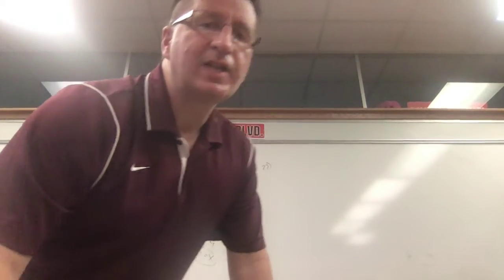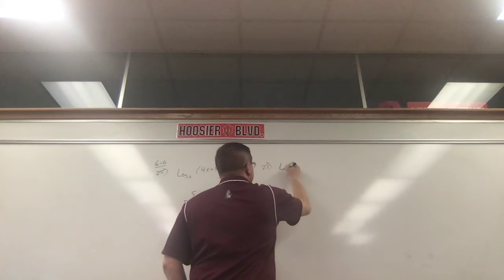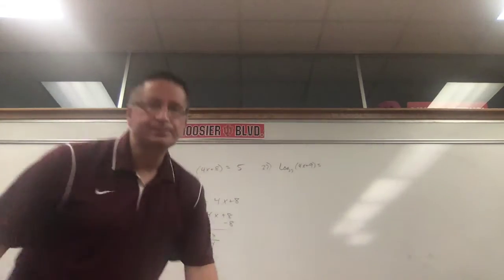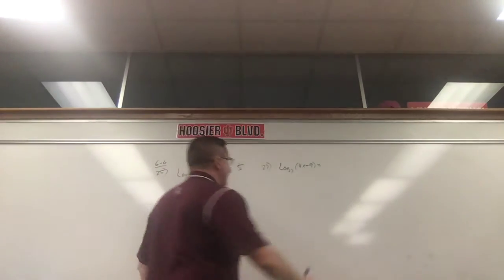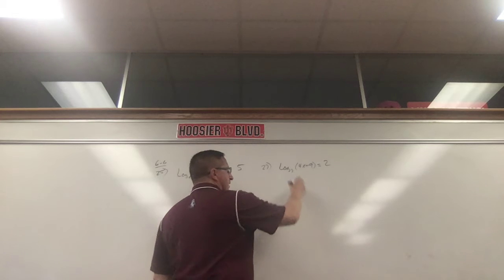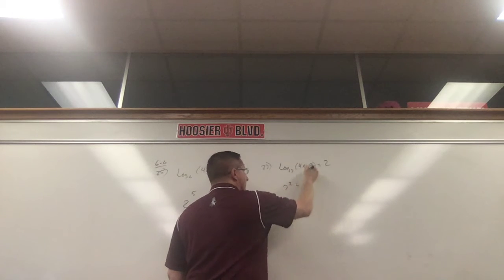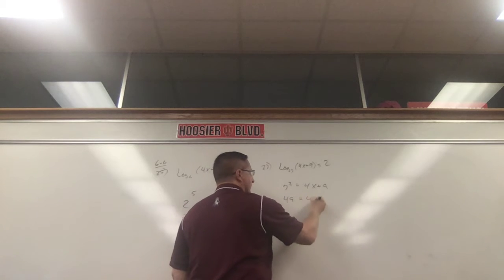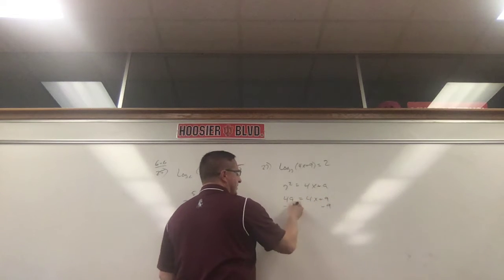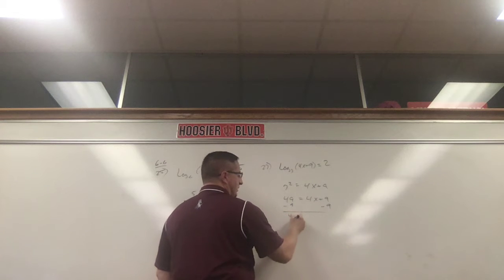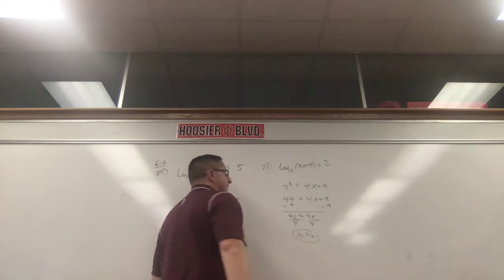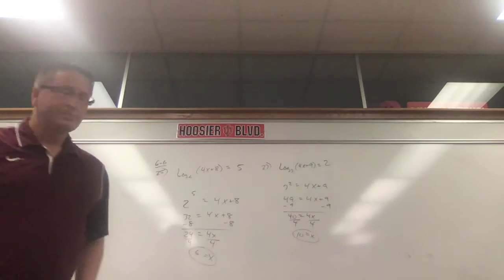So we have log base 7 of 4x plus 9 equals 2. This is the same problem I just did. Write it without logs. 7 to the power of 2 equals 4x plus 9. 7 squared is 49 equals 4x plus 9. Subtract 9 from each side. 49 minus 9 is 40 equals 4x. Divide by 4. 40 divided by 4 is 10. Check your answer. 4 times 10 plus 9 is not negative, so we're good.